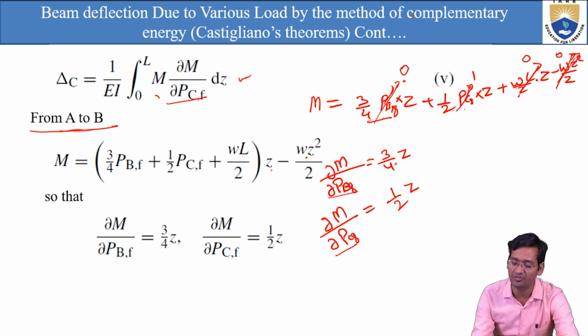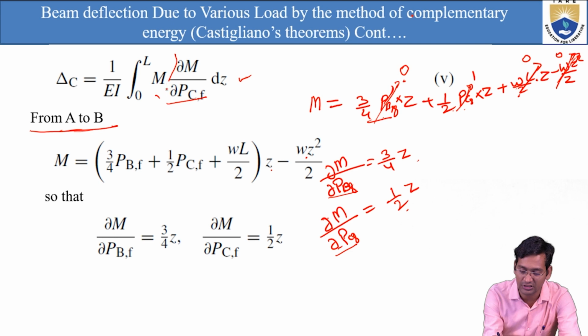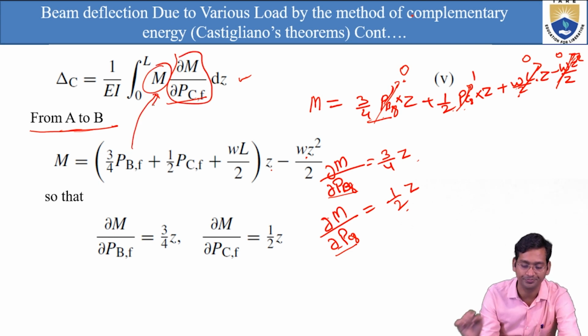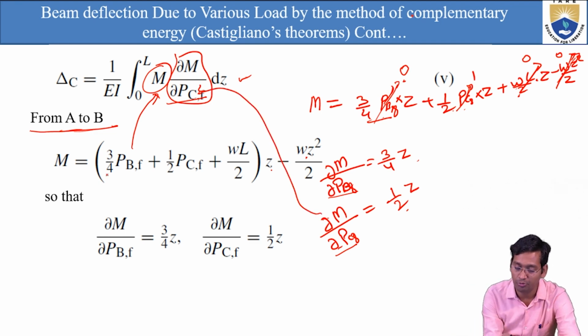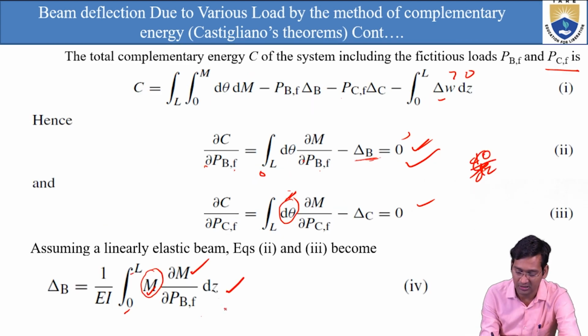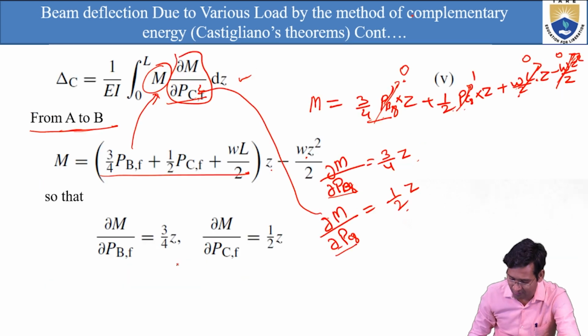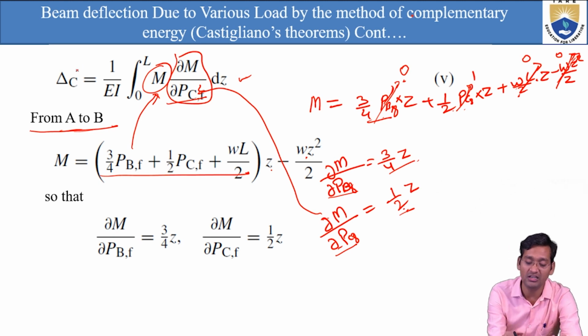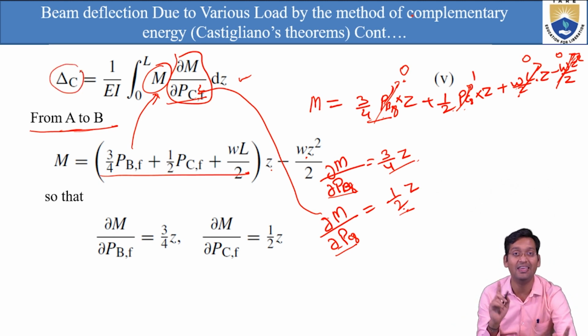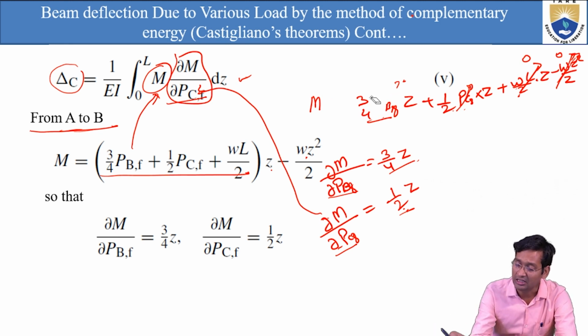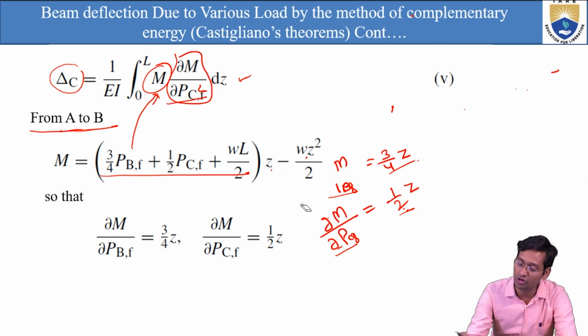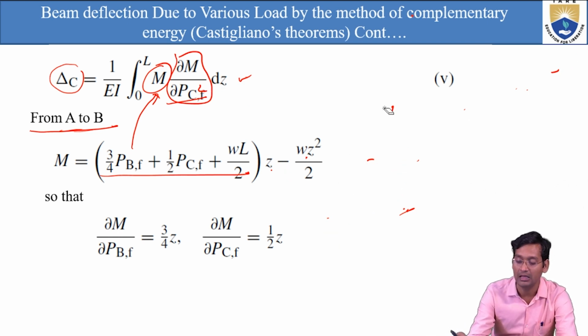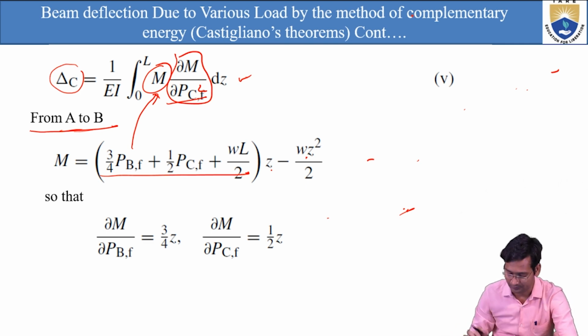So now what we got: del M by del PBF is 3 by 4 Z, and del M by del PCF is 1 by 2. So now we have this value also, this value also. So put this value here. And this is PCF. Similarly, put this value for M in the delta V equation, and del M by del PBF, that is 3 by 4, in that equation. Then you will get delta C, the deflection because of A to B only. Similarly, we have to find from B to C also, C to D also, and then overall we will add and substitute there.